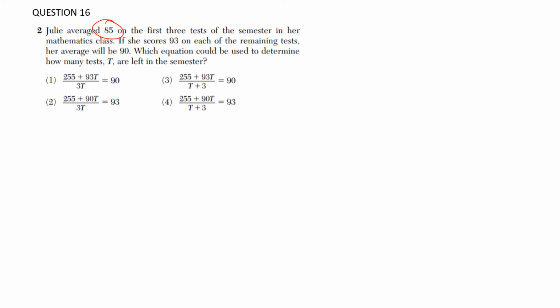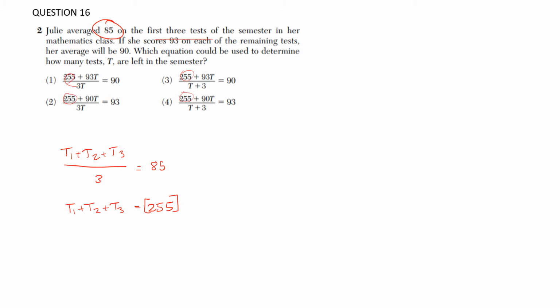All right, let's do one really quick thing here first. She's averaged 85 on her first 3 tests, so test 1 plus test 2 plus test 3, all over 3 because there are 3 tests, is an 85. If we multiply the 3 over to the 85, we get 255. So the sum of all the scores from her first 3 tests is 255. We don't actually have to know the individual scores. This is good to know, the 255, and it's good to see it's in all the answer choices.